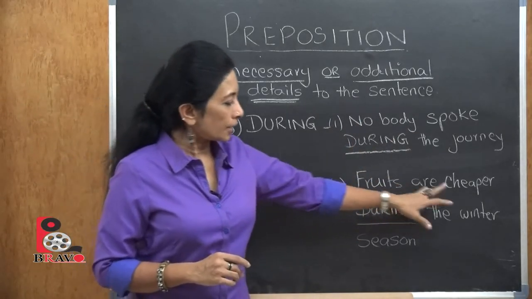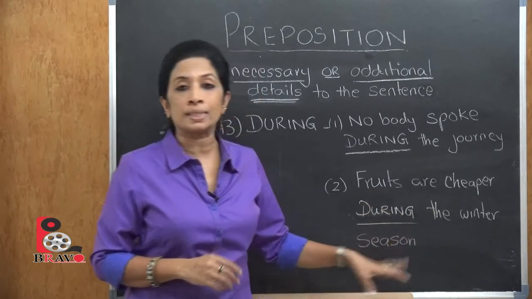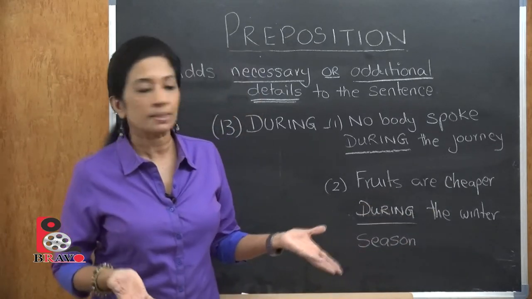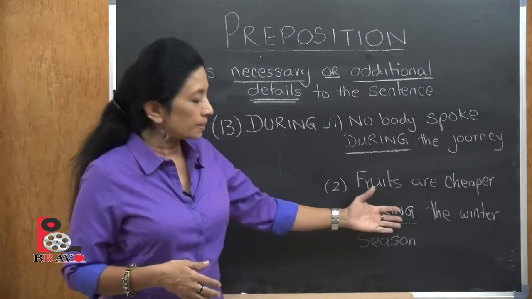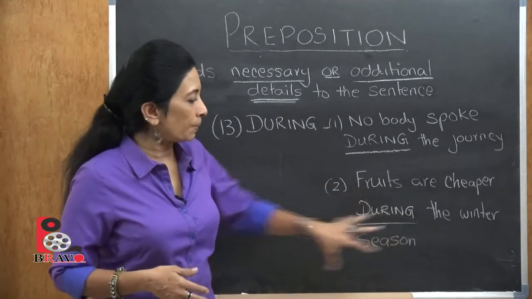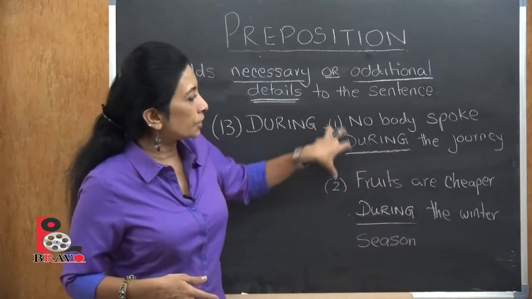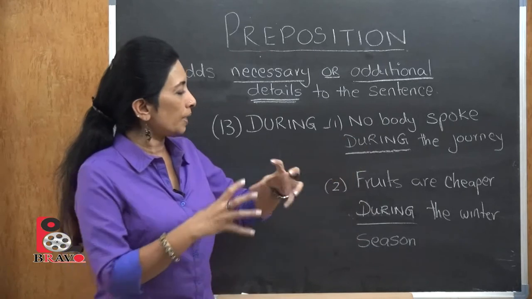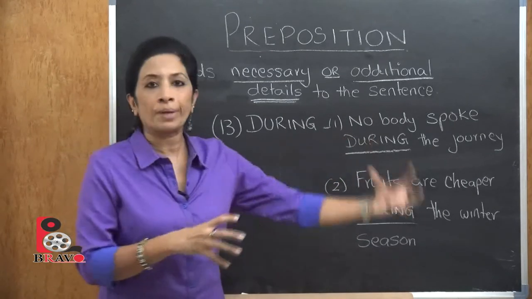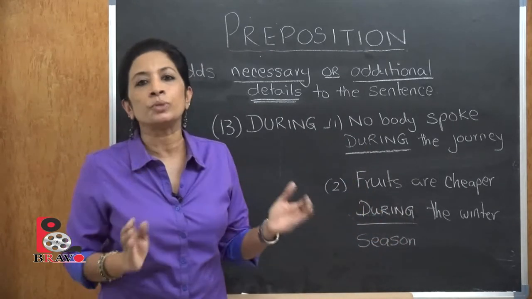Secondly, fruits are cheaper during the winter season. So there's a season called winter season, and that time fruits are cheaper. But in summer season, it's expensive. So it's a period, winter season. It's a journey, is a time lapse. So during is used in between either time lapse or a period of explanation of two different things.